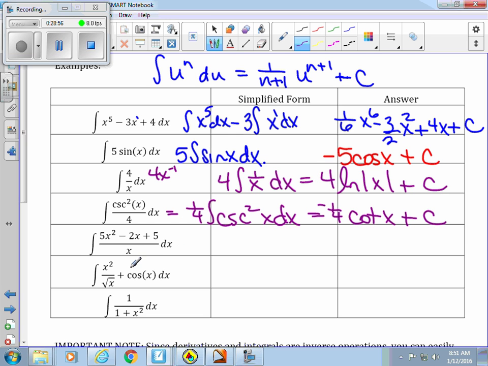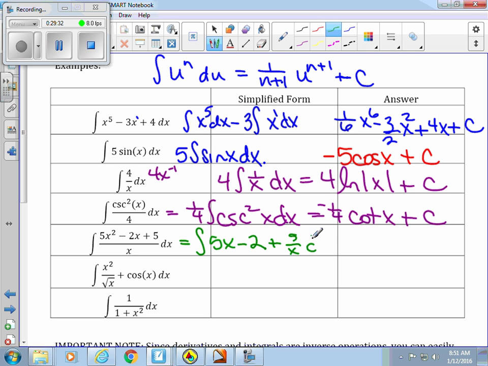Okay, this one I really need a simplified form, because do I have a quotient rule for integrals? No. So if I can't simplify this with algebra, I'm in big trouble. Can I simplify it with algebra? How does it simplify? 5x minus 2 plus 5 over x. You can write it as 5x to the negative 1, although I do like the decision not to. Why do I like the decision not to?